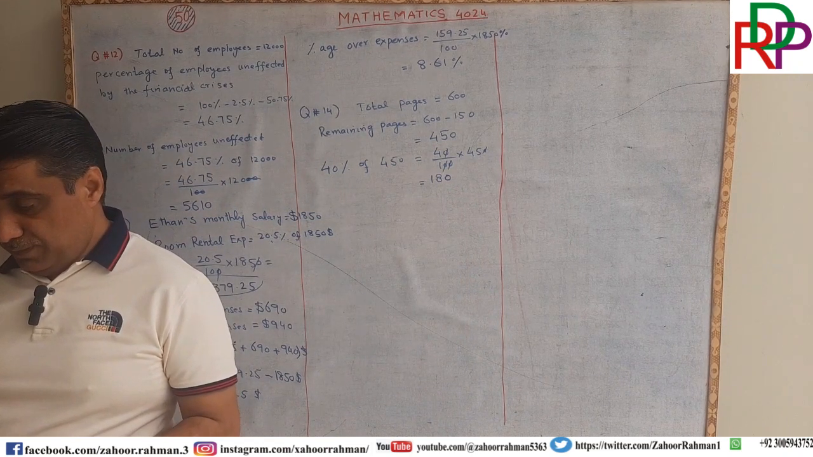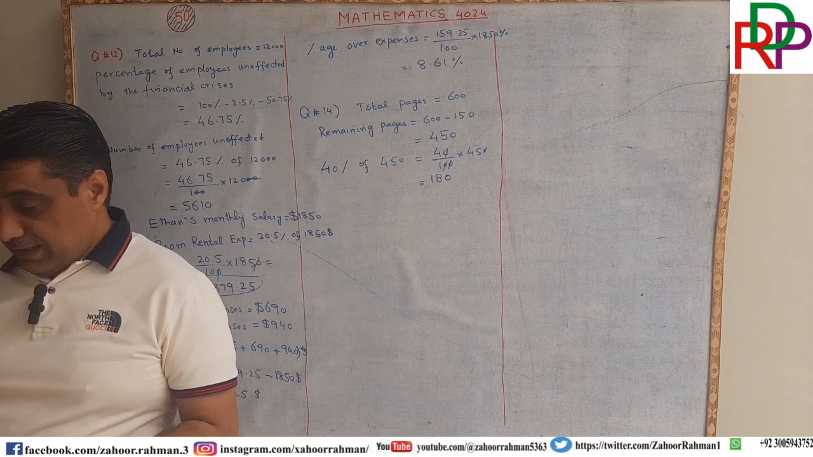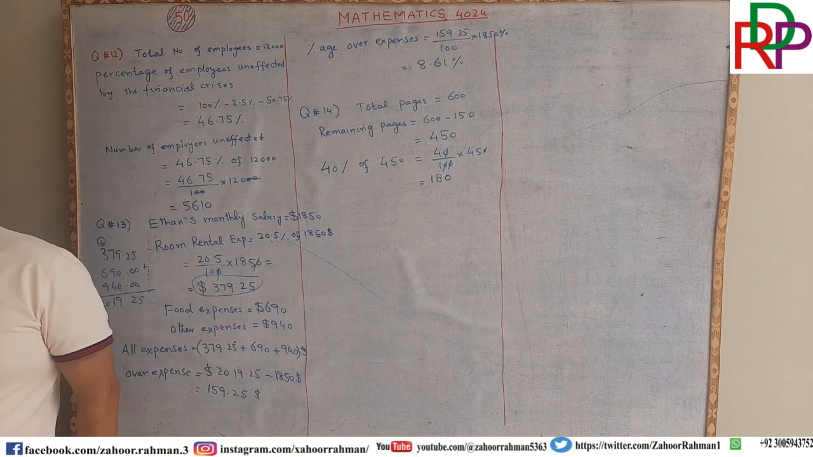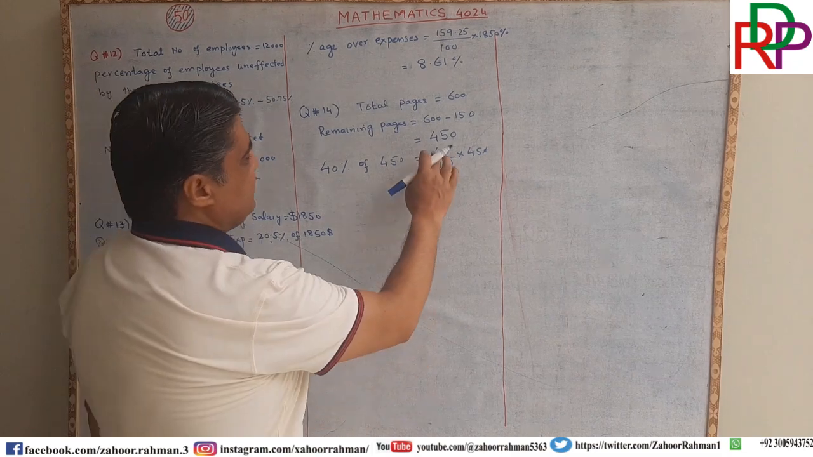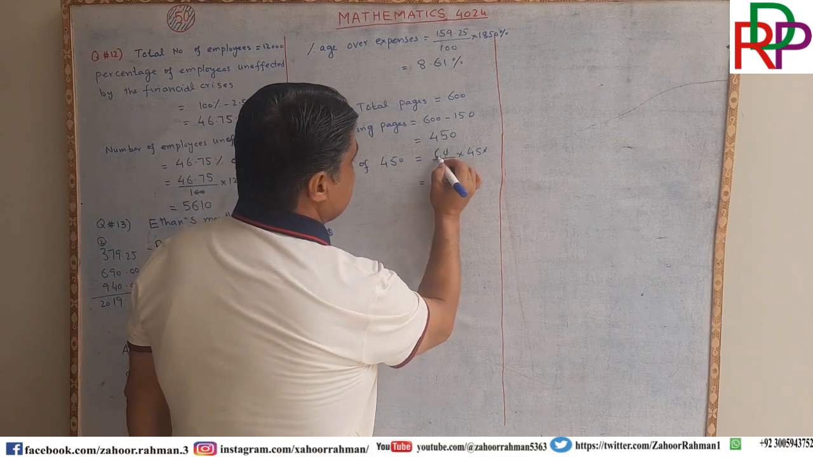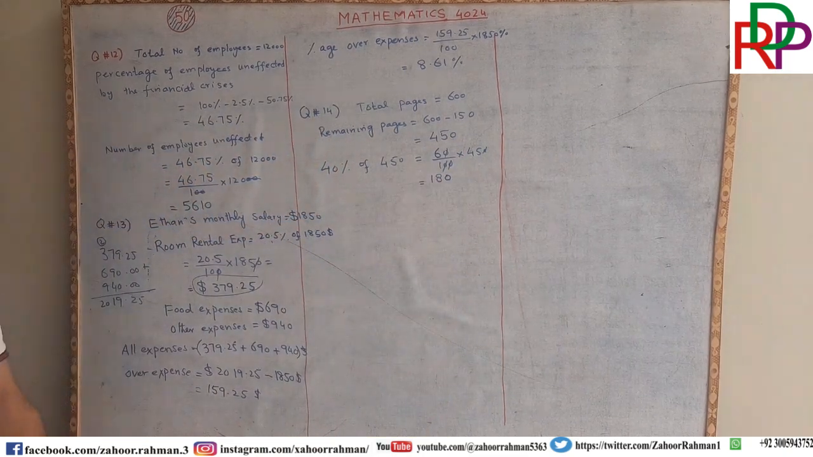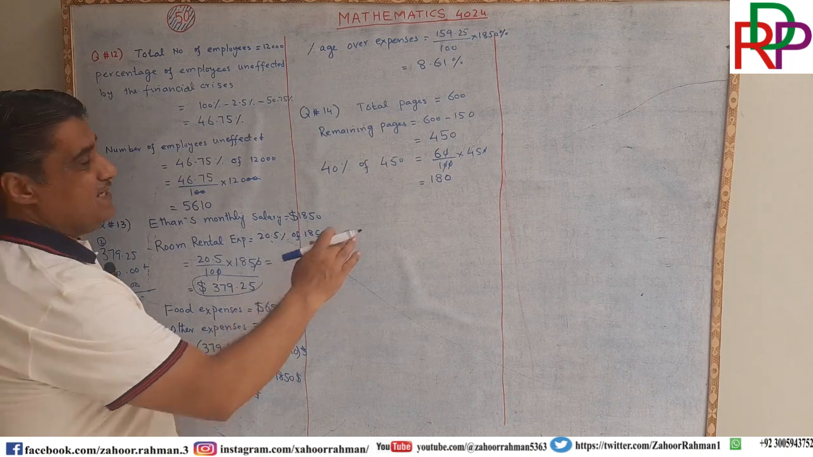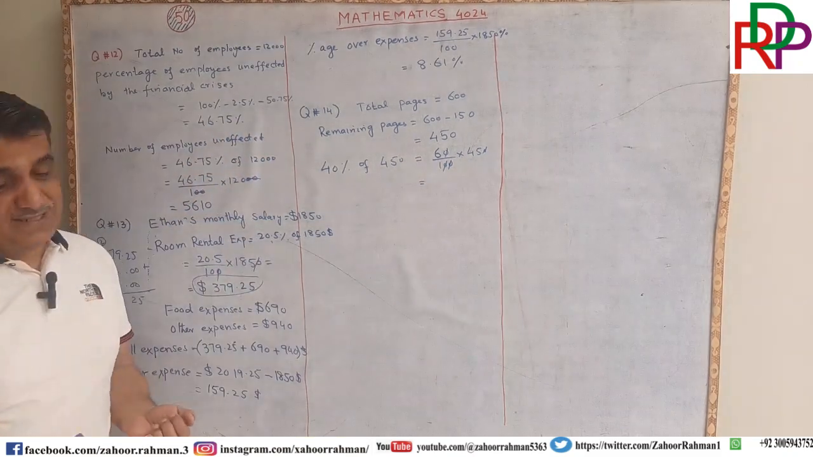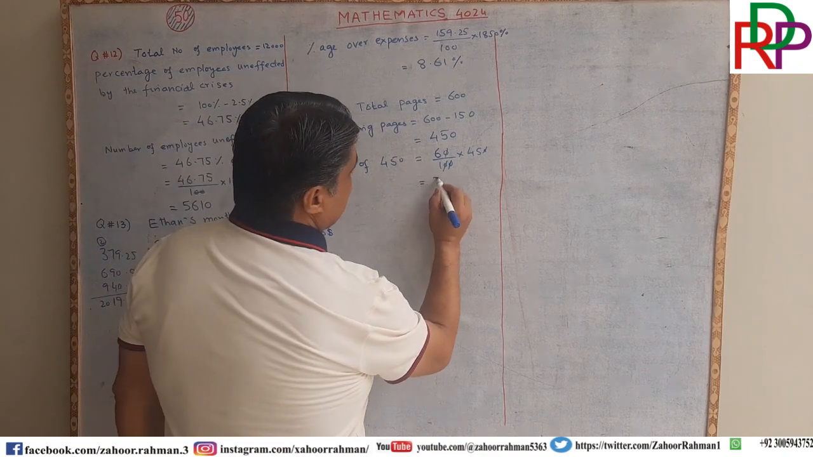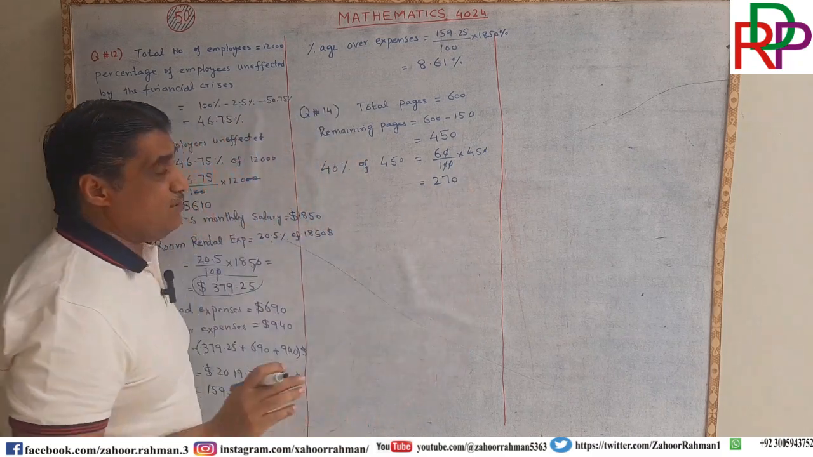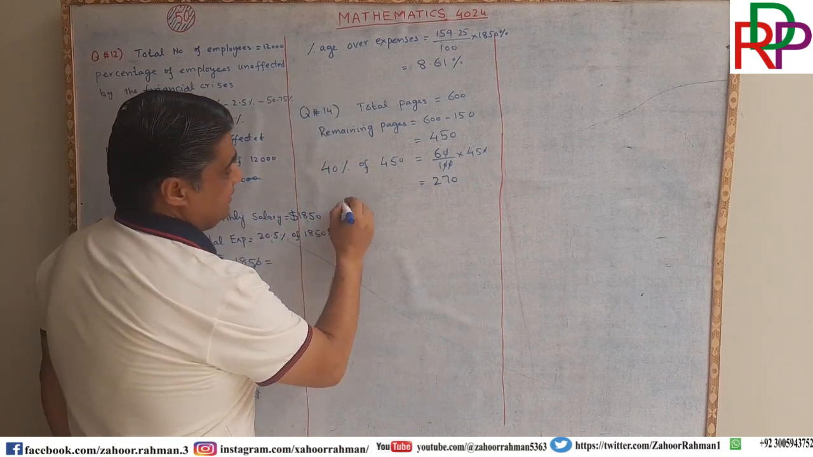He read. The remaining 40 pages, when there is 40 pages, it means that 60% is remaining. When he read, so 60% is remaining, and if we multiply 60% with it, we will get 270. 270 pages. Now we have to find the percentage.